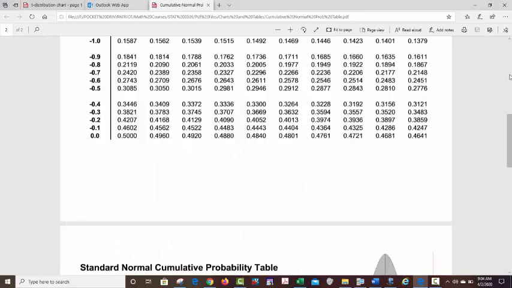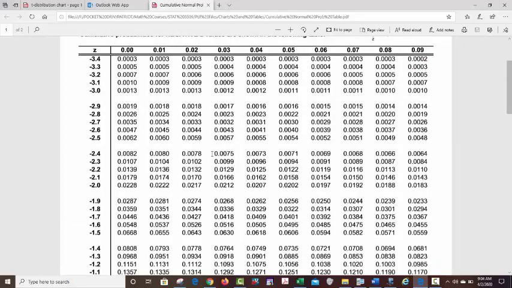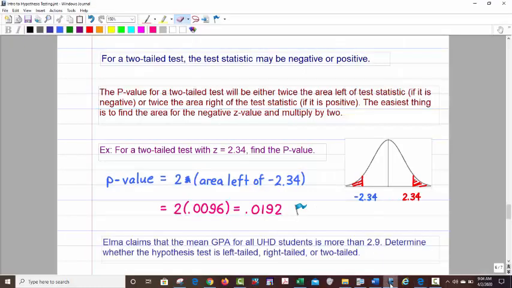Let's go back up to the negative side here. Right here, 0.0096. But because it's a two-tailed test, and only because it was a two-tailed test, not left-tailed or right-tailed, you have this 2 factor out in front. We double the result we get off the chart. So the p-value would not be the 0.0096, which it would have been if it were left-tailed or right-tailed. You have to multiply it by 2, and you'll get 0.0192.